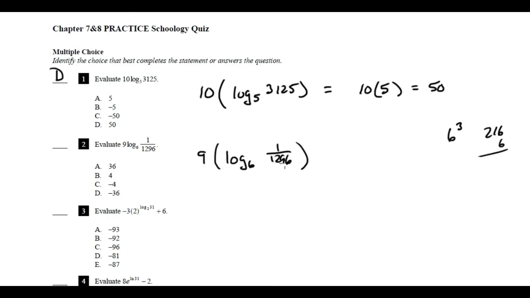So of course in brackets here, to get a reciprocal of that 6 to the power of 4, we need a negative power. So that log is going to be negative 4. Of course, going to times that by the 9 out in front. And we get an answer of negative 36, which is a letter D.